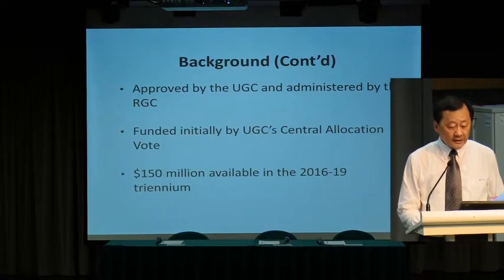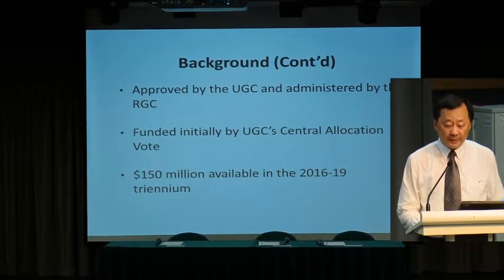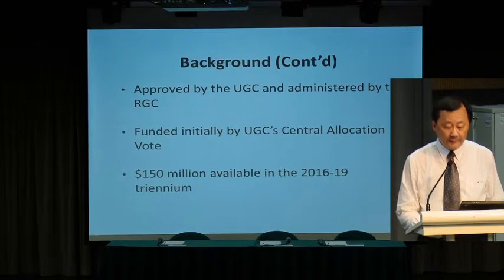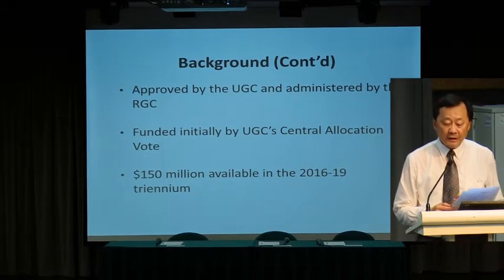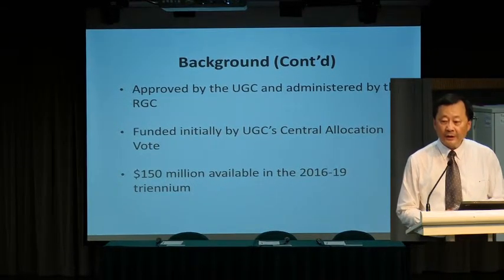This was approved by the UGC, and the projects will be administered by the RGC. Initially, it will be funded by the central allocation vote from the UGC. The amount in the triennium is $150 million divided into 3 years. So each year, there will be $50 million in funding.